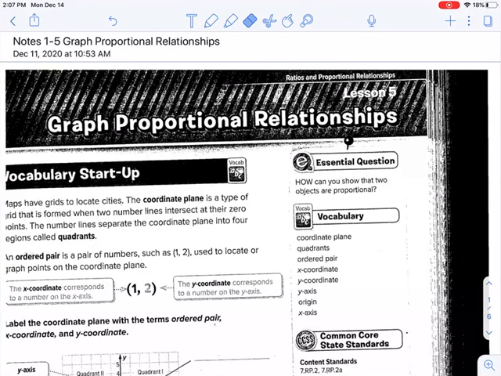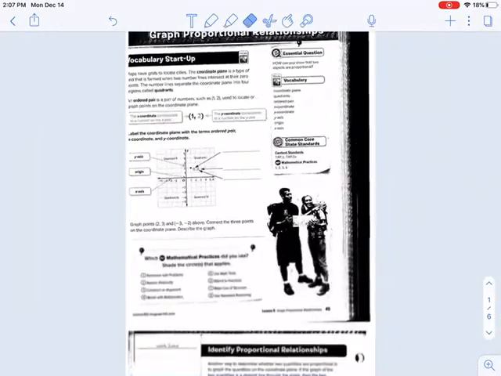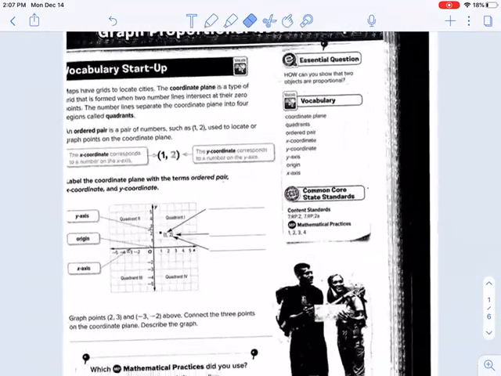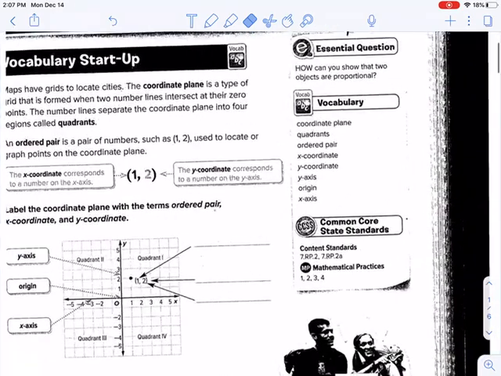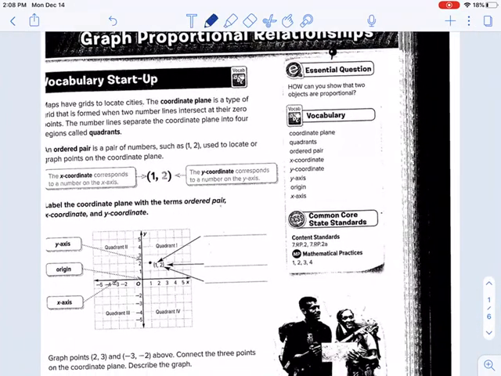This is lesson 5 in chapter 1 on graphing proportional relationships. Just as a review, on page 45 of your book, this is the coordinate plane. Notice you have 4 quadrants. It starts in the upper right-hand corner and goes around like in a C. And then you have ordered pairs that can be graphed on the coordinate plane.